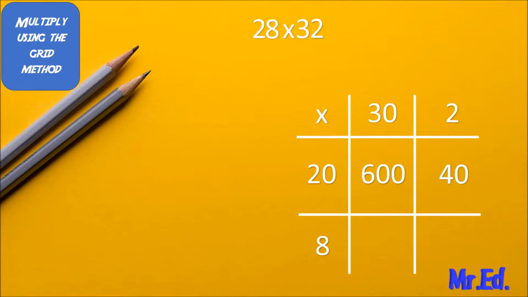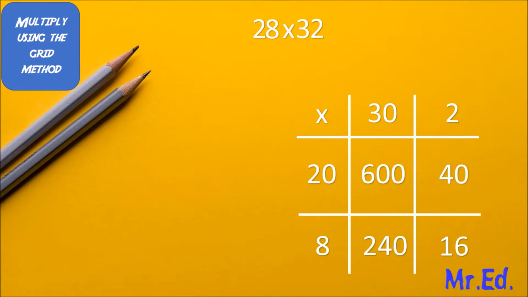Then I move down and I'm going to do 8 times 30. Now again, use my number facts, I know that 8 times 3 is 24, times 10 is 240. And finally, the last square is 8 times 2. Now 8 times 2, easy peasy, is 16. So now I've got my grid complete, and all I have to do now is add all the answers to the multiplication calculations that I've got.